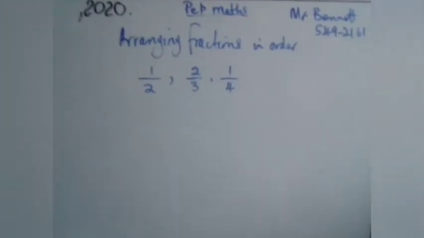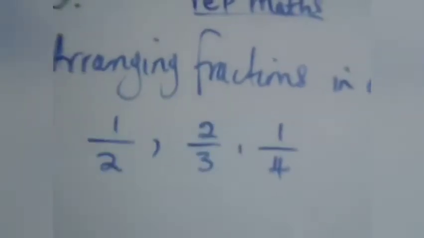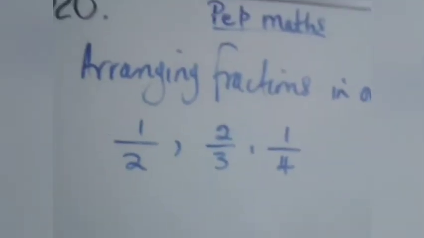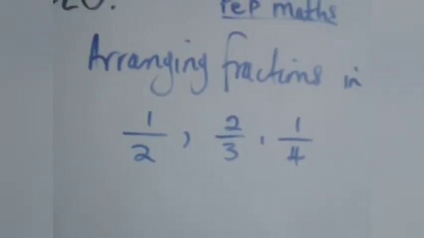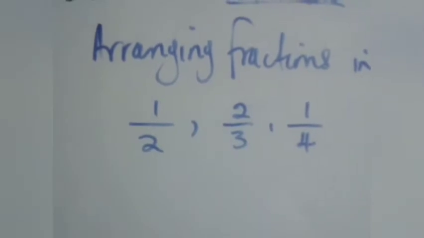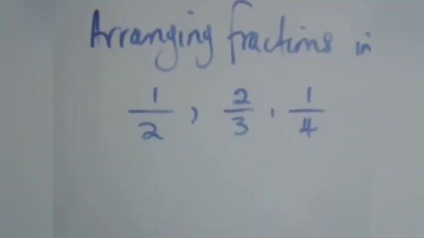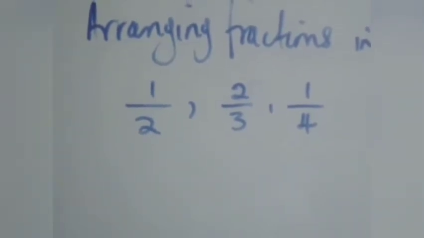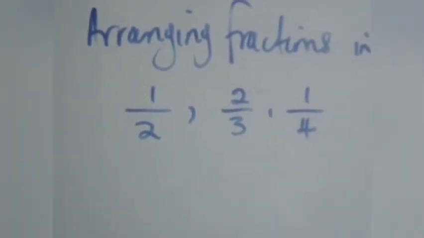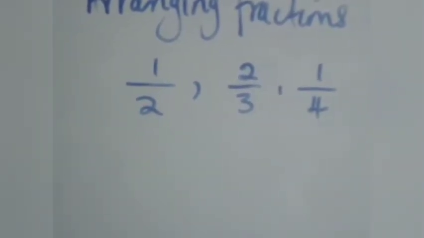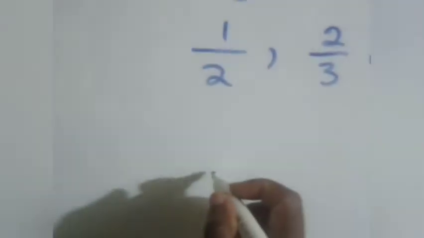Alright, so now we're asked to arrange fractions in order. We can either be asked to arrange in ascending, which is from the smallest to the largest, or descending, which is from the largest to the smallest. Now, the first thing we must do is bring them to equivalent fractions by finding the lowest common multiple. It doesn't have to be the lowest common multiple, but it's best we use the lowest common multiple.